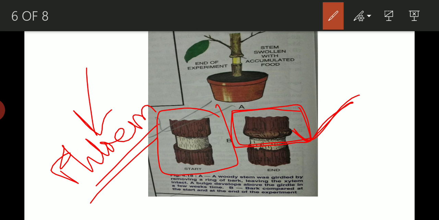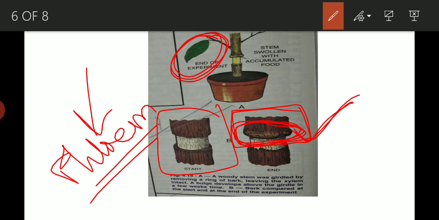Why? Because photosynthesis is occurring in the leaf and the food is being accumulated at the end of the woody stem, because phloem has been removed and food or the starch is being produced by the process of photosynthesis in the plant. But since there is no phloem in the stem, the food is not being conducted downwards till the roots. That's why there is bulging at the end of the stem where phloem is absent.